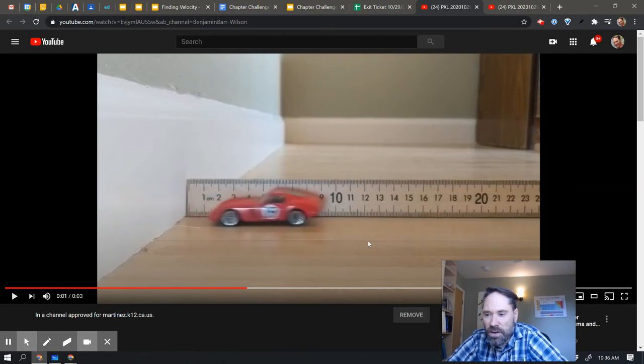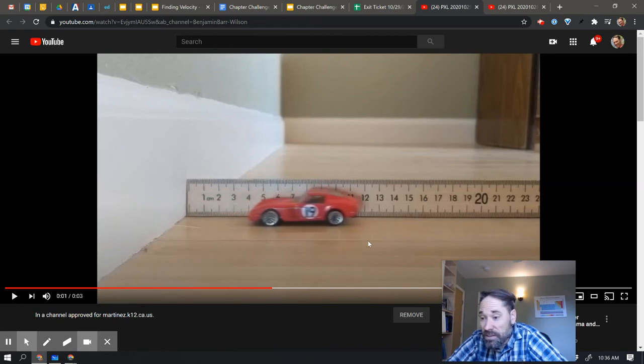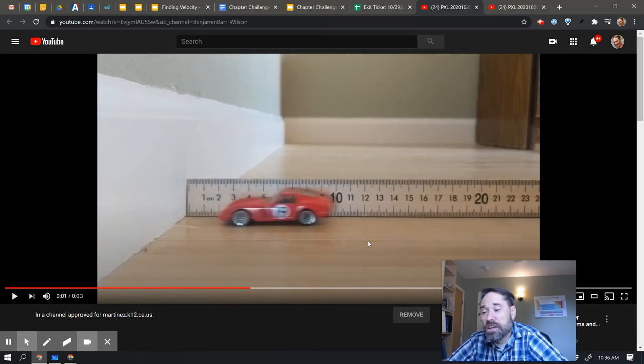So if I want to figure out how fast it's moving in reverse, right? So here's reverse. What I need to do is find the front of the car somewhere, or the wheel if I want to, and figure out how far it moves, which is a change in position, and then how many frames that happens. So I'm going to start here because the front of the car is touching the 2 centimeter mark.